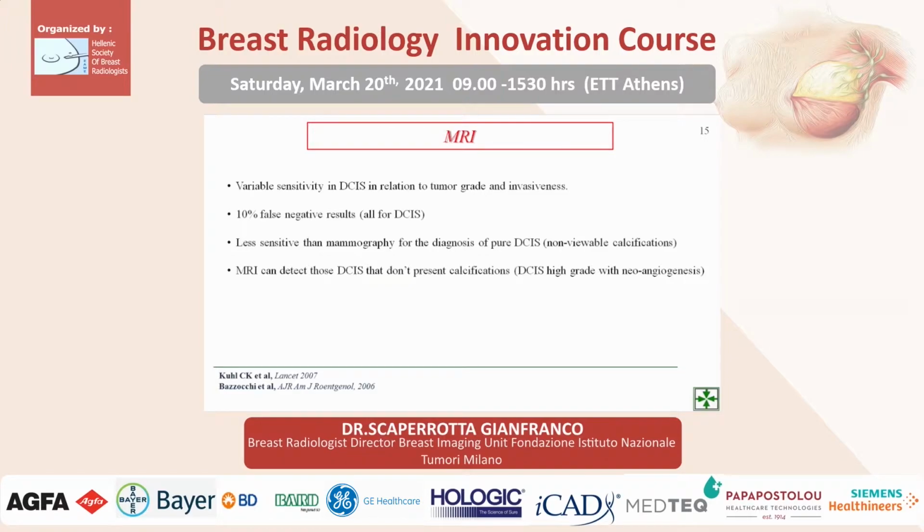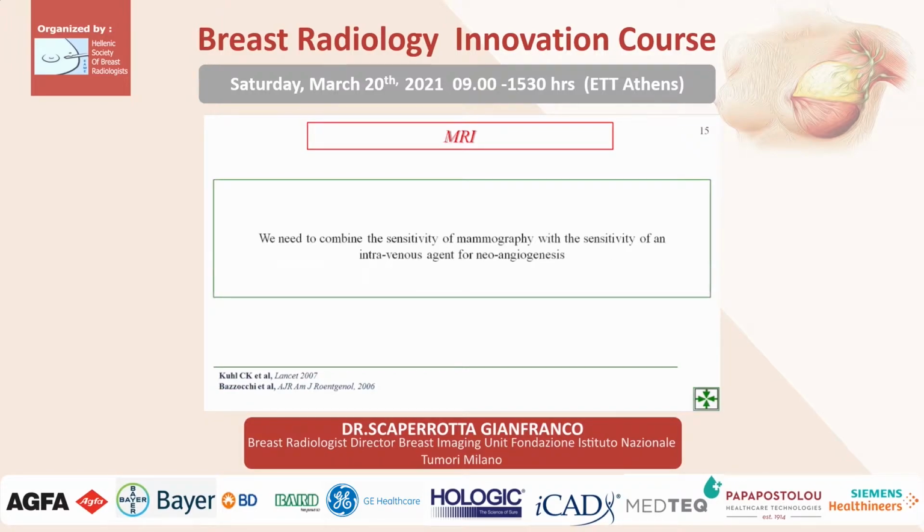MRI is today, we think, the queen of diagnosis for all breast cancer. But MRI also has a problem in the DCIS situation. There is 10% false negative results for DCIS, and it is less sensitive than mammography for diagnosis of pure DCIS. MRI can detect those DCIS that don't present calcification. I think it is necessary today to change the approach.